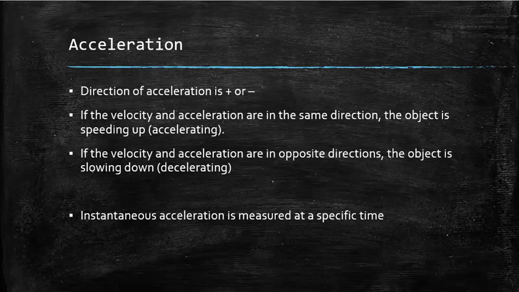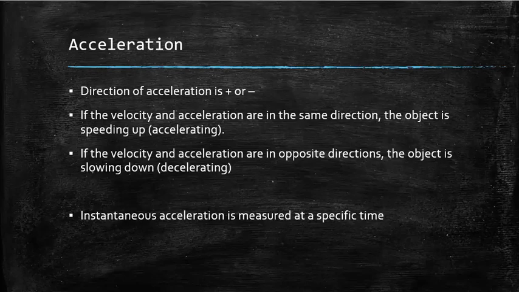So like I said, acceleration can be positive or negative, and that is going to be direction related. It's not speeding up or slowing down. Speeding up and slowing down have to do with a combination of the direction of the velocity and the direction of the acceleration. So if the velocity and acceleration are in the same direction, the object is speeding up.